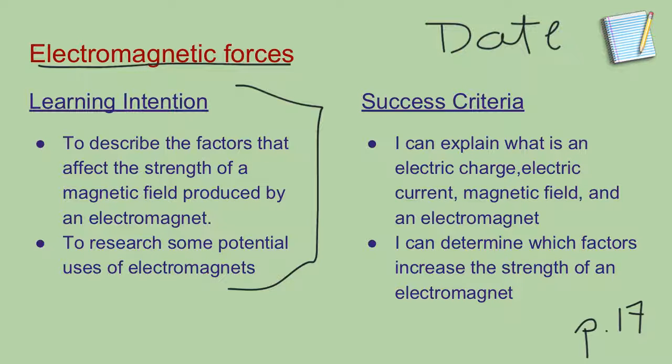Okay, once you've got the learning intention written down, the success criteria for today is to be able to explain what an electric charge is, what an electric current is, what a magnetic field is, and what an electromagnet is. Then you should also be able to determine the factors that increase the strength of an electromagnet.